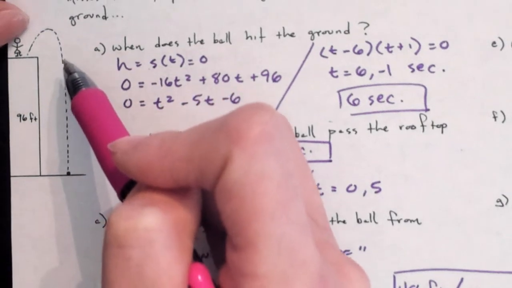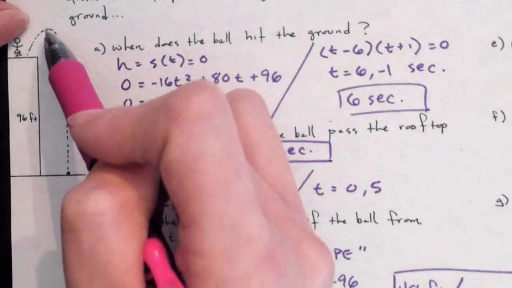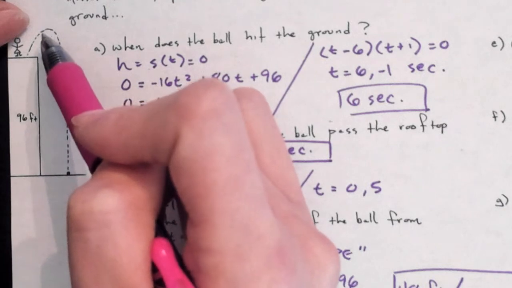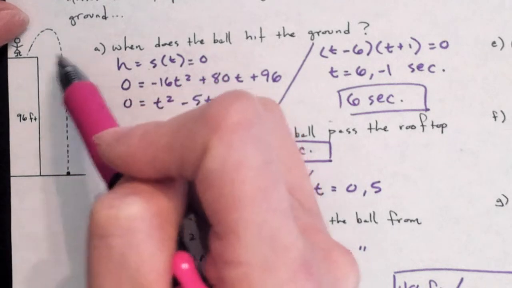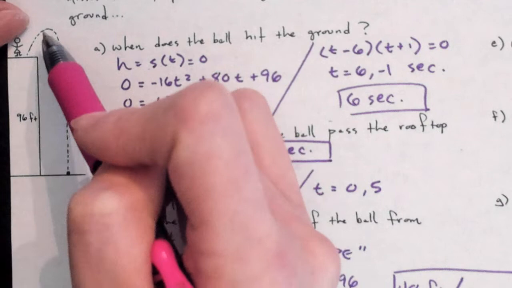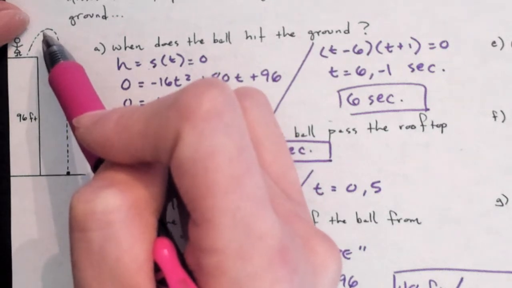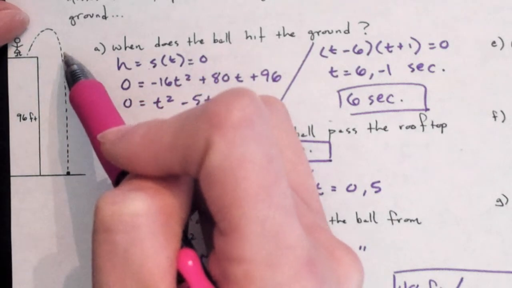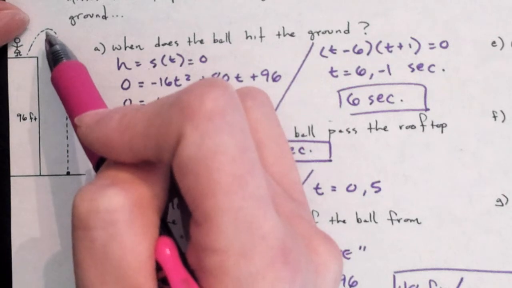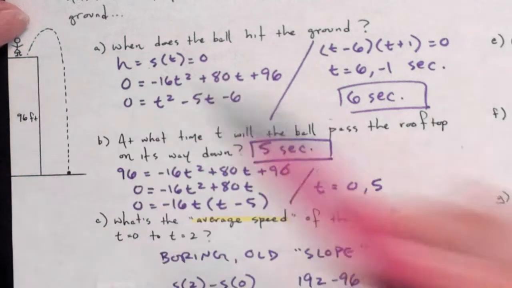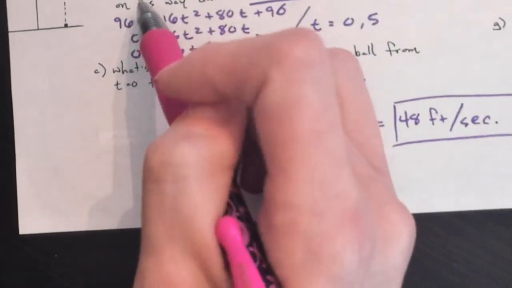Okay, before we keep going, how many seconds did it take to get up here? I want you to think about that. If this is a parabola, and this took 5 seconds, we know that, right? So it should be symmetric. So that's really 2.5. We'll keep that in mind, okay?